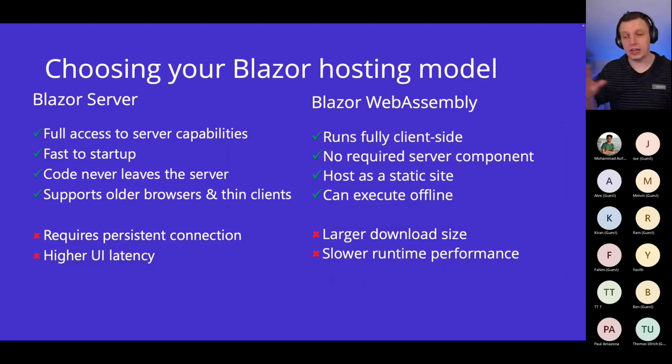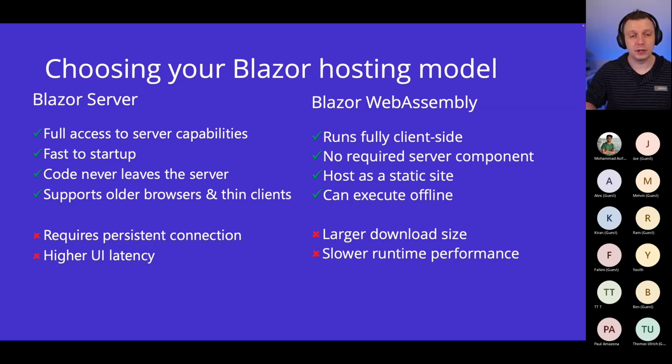Now, whenever you have different variations, you also have choices to make. So I'm not going to read all of these to you, but I think the important bits are in the cons at the bottom. For Blazor Server, it requires a persistent connection, right? You will have to go back and forth to the server, so you don't really have offline applications with that. And you have a little bit higher UI latency because each change has to go to the server and back. So the latency will be a little bit more than just running it inside of your browser.